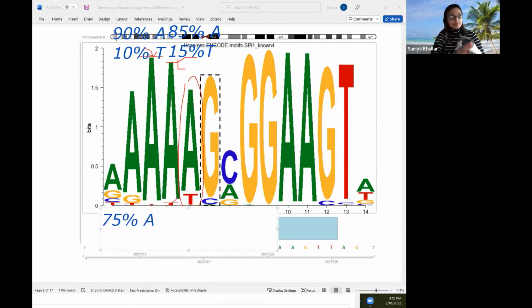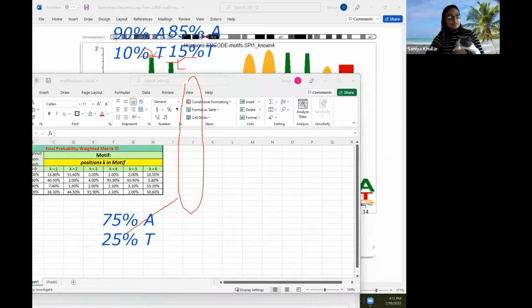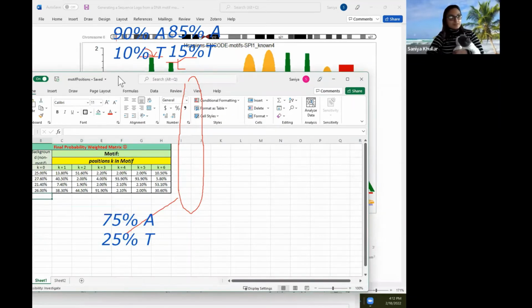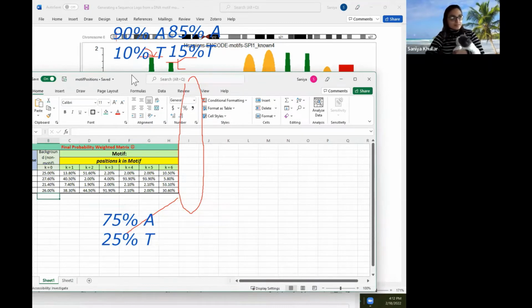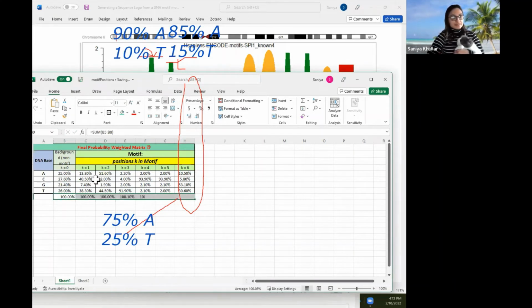Probability of having an A in that position could be 75%, and then 25% or even 20%. But let's just pretend there are these two bases and the other ones are so small. The probability weighted matrix could be anything. It just has these probabilities in a given position, and you want them to sum to 100%. If this was a motif, for instance, then this would be the sum of these values here, which would be roughly 100%, maybe slightly off for rounding. Then 100.10 though.